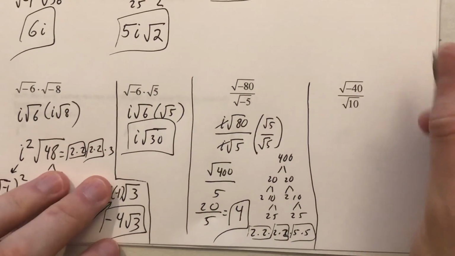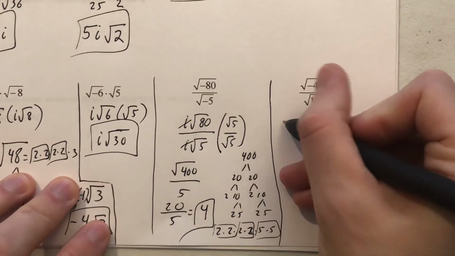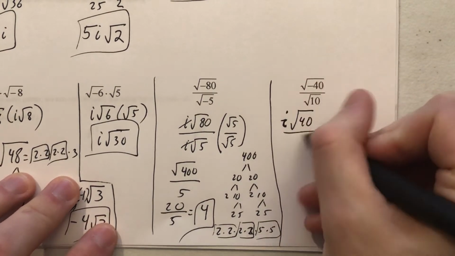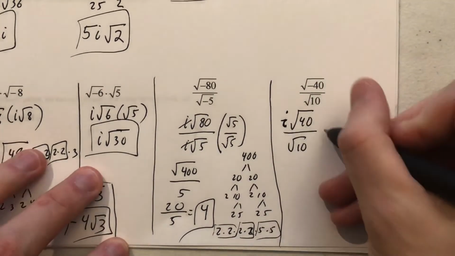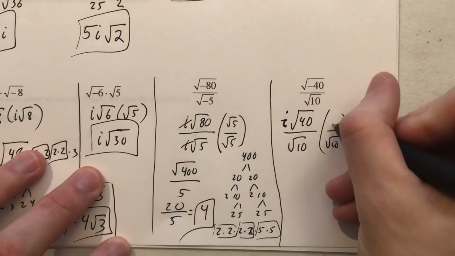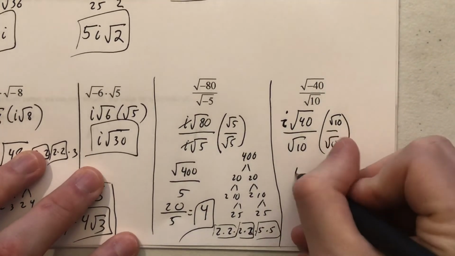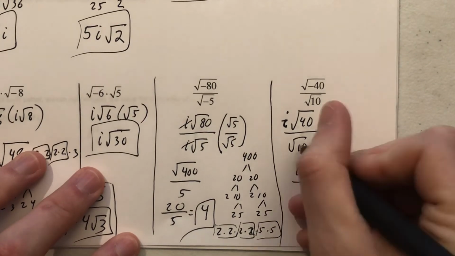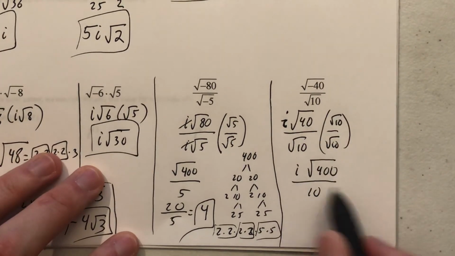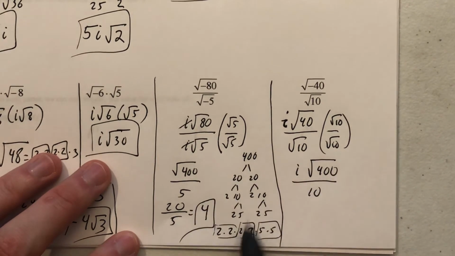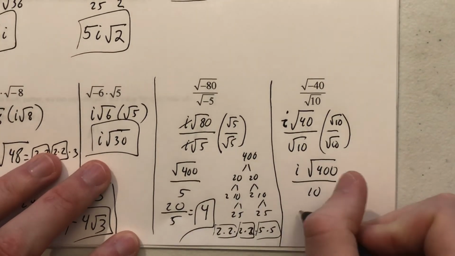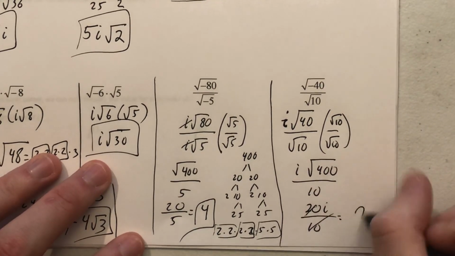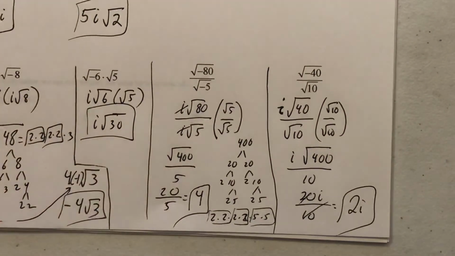All right, and one more here. We can first start with pulling the i outside the radical. Then we can rationalize the denominator. That'll give me i times the square root of 400. That now is just a 10. And we just saw that the square root of 400 is actually 20. So this is 20i over 10. So reduce that down to a 2i.